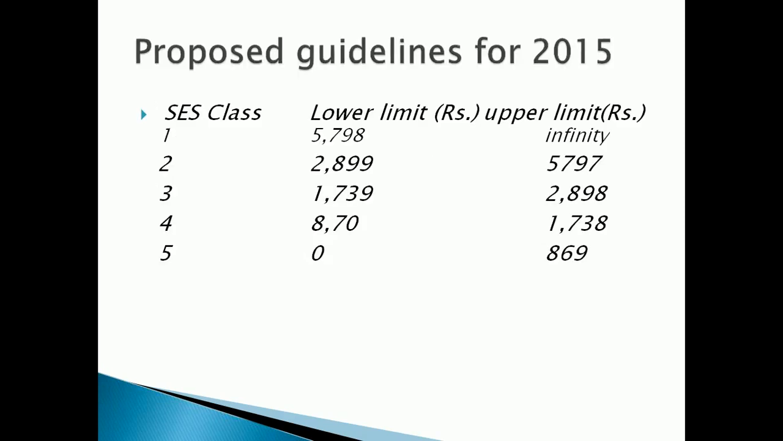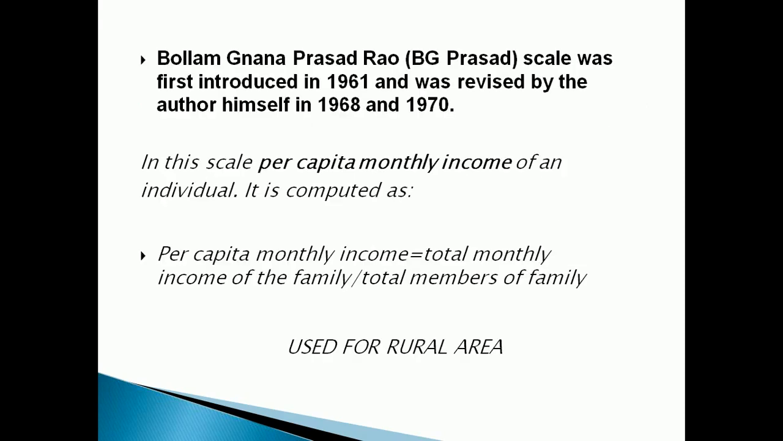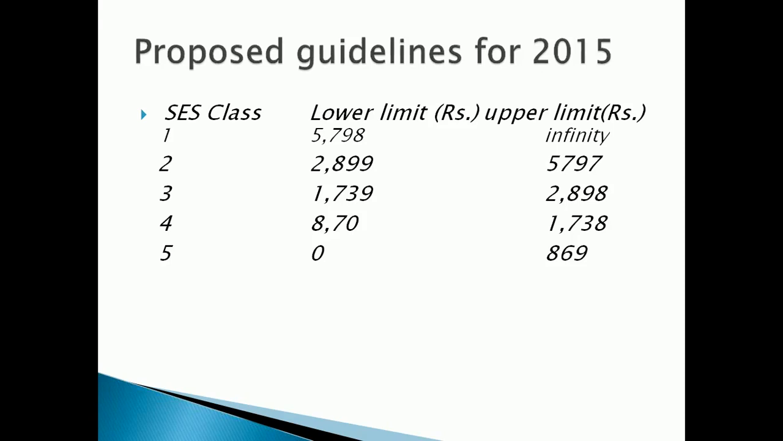Which type of income did we use in the Kuppuswamy and modified Kuppuswamy scales? That is total family income per month. But here we use per capita income. Remember it. So, proposed guidelines for 2015: these are the socio-economic classes, and we have to take only the per capita income of the family.